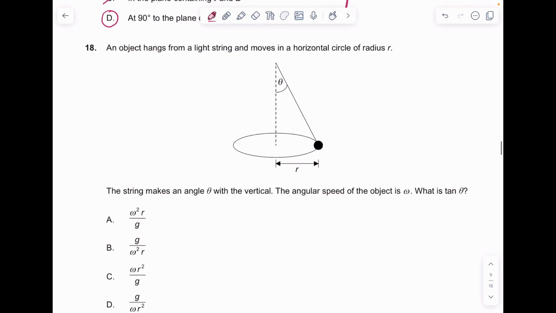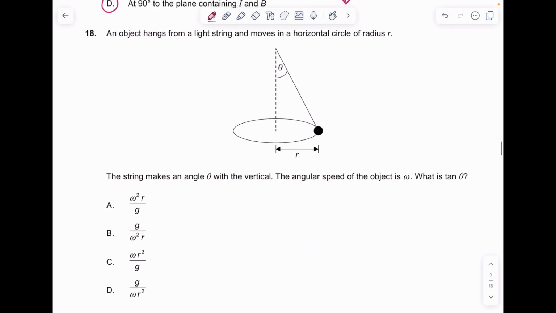Question 18. Object moving in a circular motion hung by a string. The string makes an angle theta with the vertical. The angular speed of the object is omega. What is tan theta? So we have to do something with the angles here. So I'm just going to mark on some values.